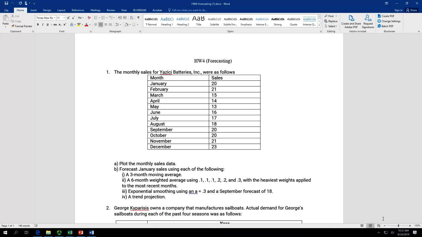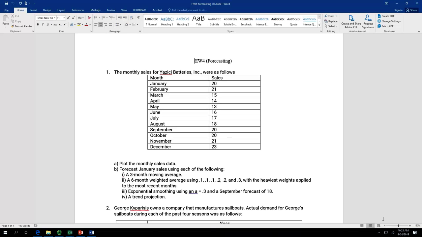You can put it in column 1 and column 2, highlight the columns, and then click insert, and it will give you certain options for what to plot. You need to use your own judgment. I think it's obvious you can use a line chart to plot the data. And then part B is to forecast the January sales using each of the following approaches. One is using a 3-month moving average.